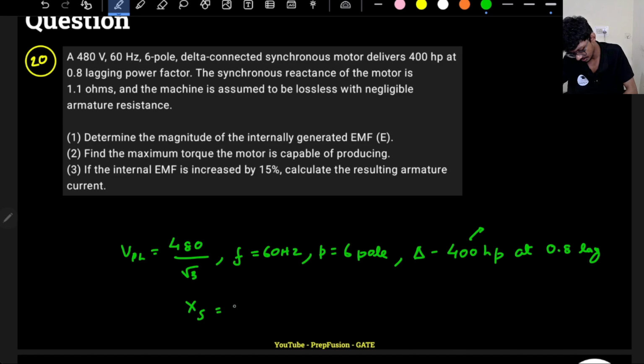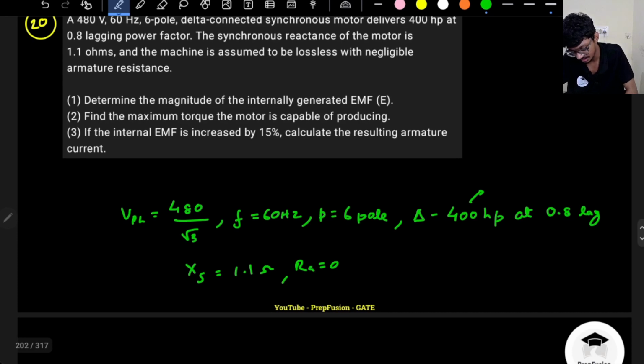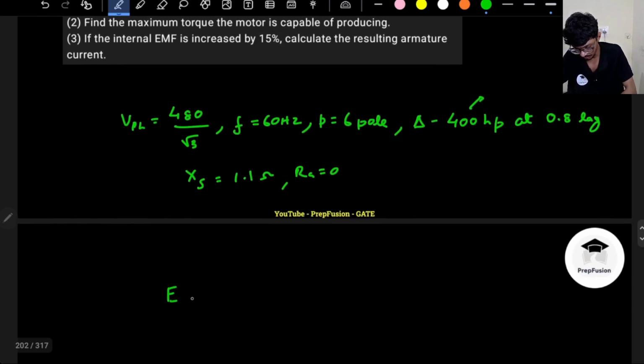Synchronous reactance they have given me is 1.1. Machine is assumed to be lossless, so Ra is 0. Determine the magnitude of the internal generated EMF. So what will be the magnitude of the internal generated EMF?